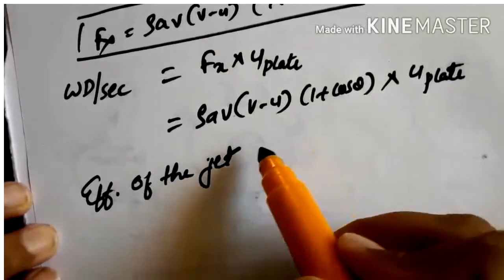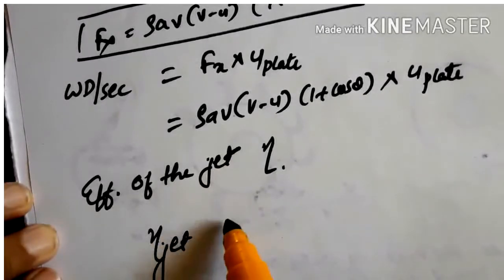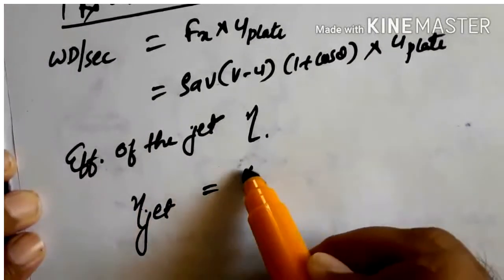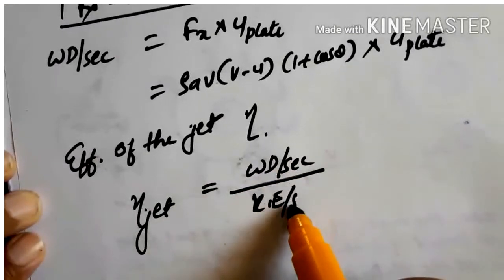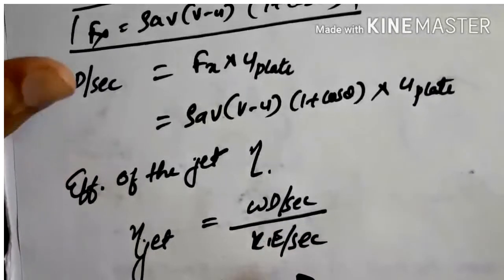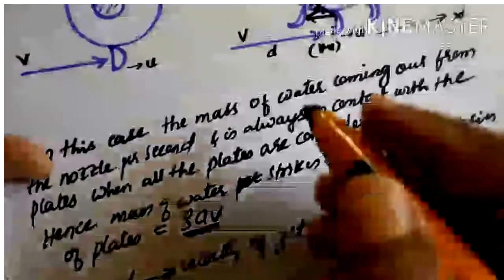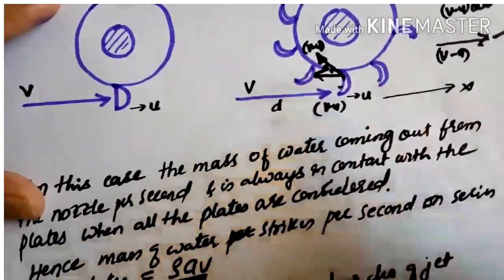Efficiency of the jet, that is eta. Then the efficiency of the jet can be calculated as work done per second divided by kinetic energy per second, that is output by input. So the input we are giving is the kinetic energy of the jet, and the output is the work done.